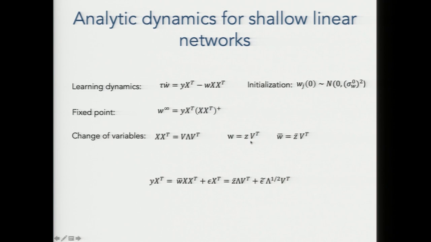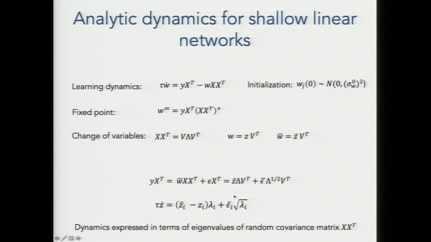When you do that, everything decouples, and you get independent equations for each of these rotated Z components. What this means is that we can express the dynamics of learning in terms of the eigenvalues of the random covariance matrix XX transpose of our data. If you run PCA on your data, you get back all these eigenvalues. Each one represents the variance in that direction, and that's what's driving the learning.